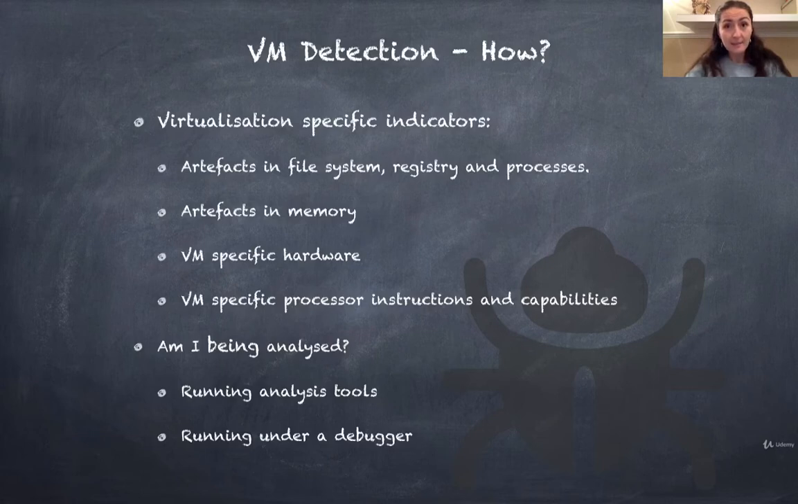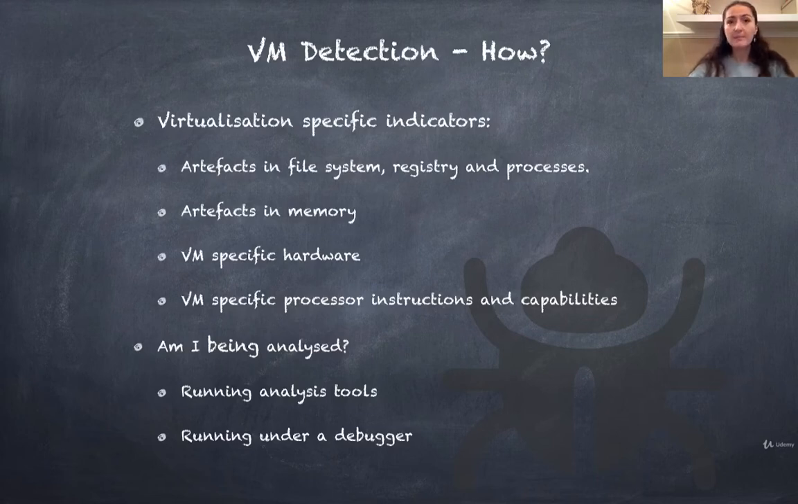Looking for artifacts in memory. There are two types of VM indicators in memory: either actual text strings, similar to the above, or specific data structures related to a virtual machine present in memory. Looking for specific virtual hardware. For example, network, USB, and audio controllers in VMware have a specific fingerprint. This can be mitigated by manually modifying this in the configuration of the virtual machine, but this process is largely undocumented.